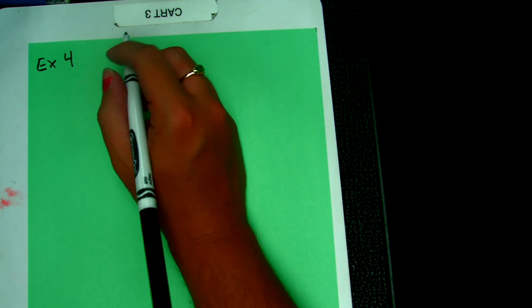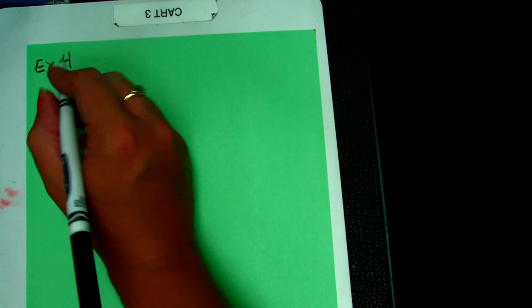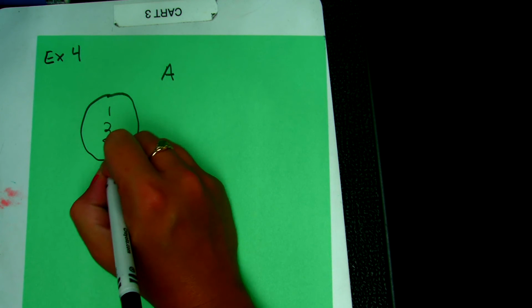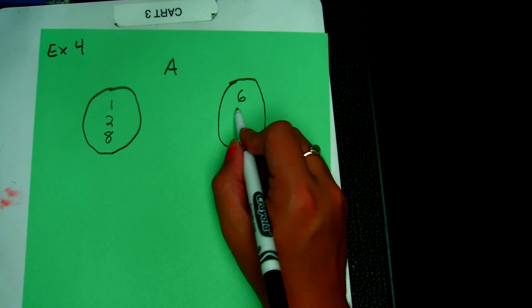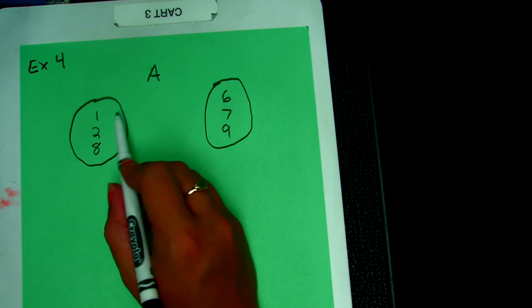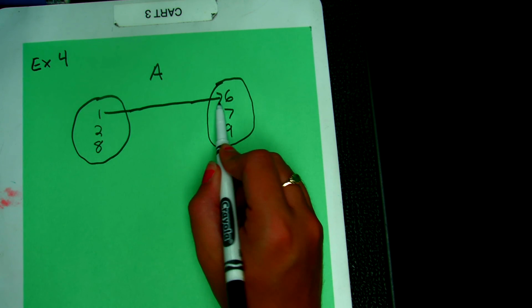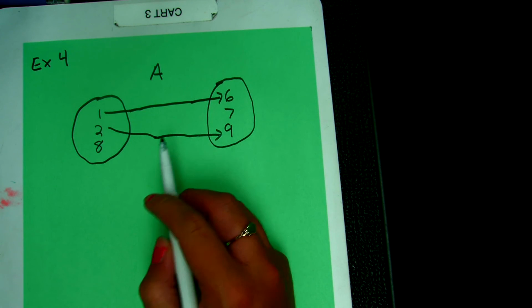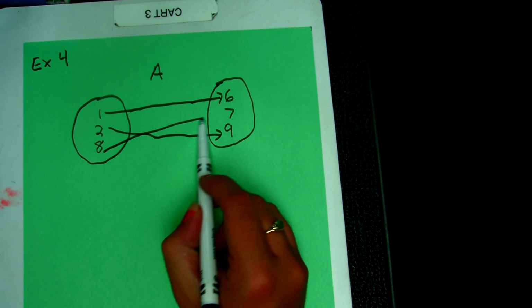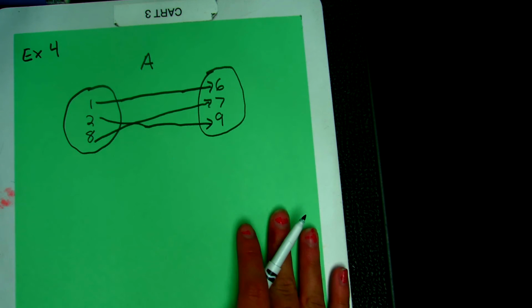So example 4, we want to give domain and range. First we have relation A, which looks like this. We have this circle, and it has 1, 2, and 8 in it. And we have this circle, which has 6, 7, 9. We're going to say that 1 is related to 6, and 2 is related to 9, and then 8 is related to 7. Okay, so we want to know what are the domain and what are the range.